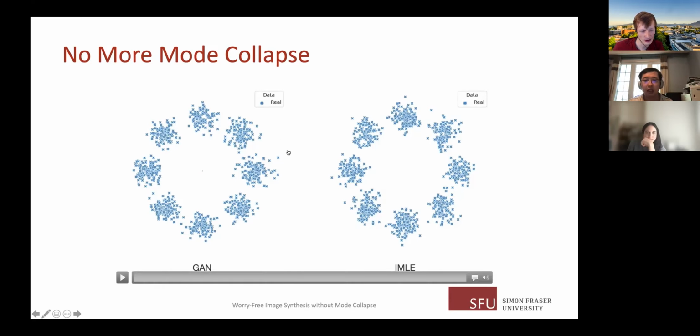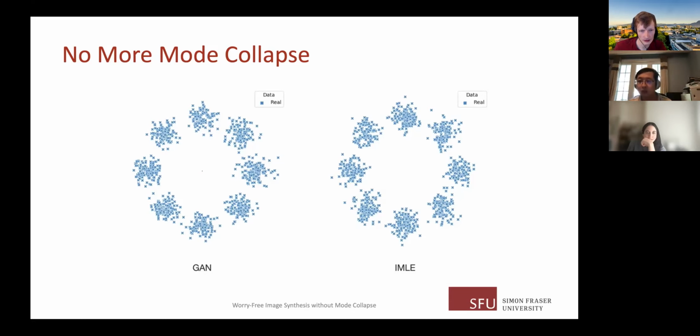And so, should we use your implicit MLE for any task where we currently use a GAN, or is there some drawback?